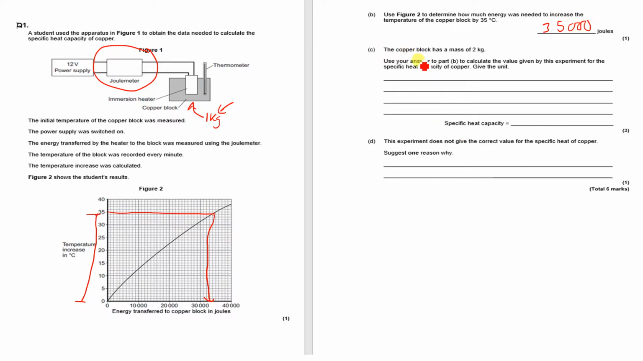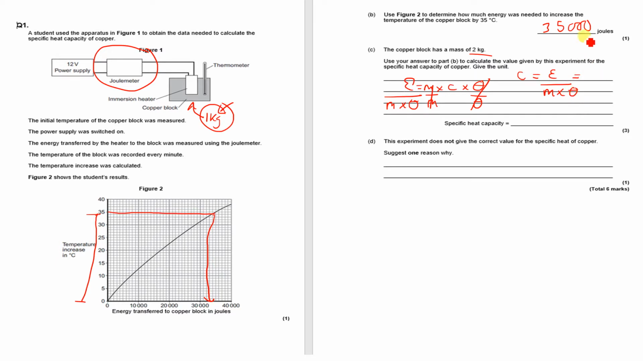The next question says the copper block has a 2 kilogram mass. So we know the mass now, so this is the specific capacity. If it's 2 kilograms, then we know that energy is equal to mass times specific heat capacity times the temperature change, which is theta. So we need to rearrange this for C. So if we divide by m and we divide by theta on this side, we're going to do the same on the other side. So we've got m times theta, that cancels and that cancels. Therefore we've got C is equal to the energy divided by the mass times the temperature change.